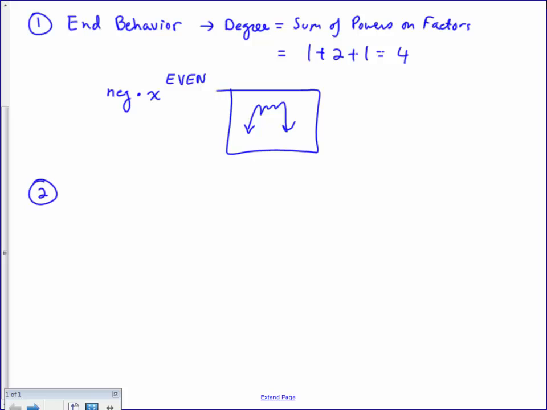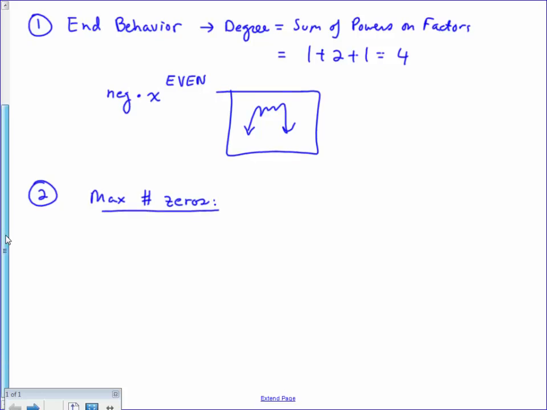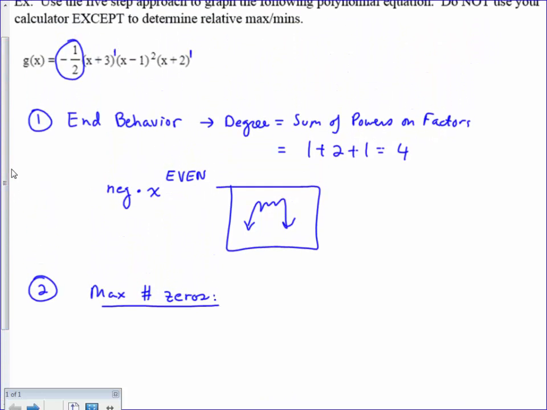Second step of this is to find the maximum number of zeros and the maximum number of turning points. Maximum number of zeros is always the same as the degree of the function. We said that the degree of the function had to be 4. So that's the maximum number of zeros. The maximum number of turning points would always be 1 less than that value, and so here it would be 3.